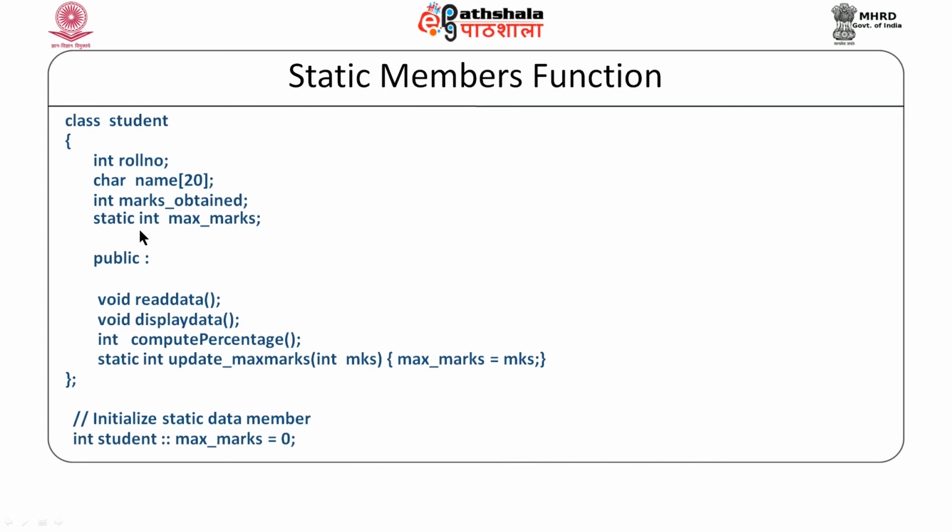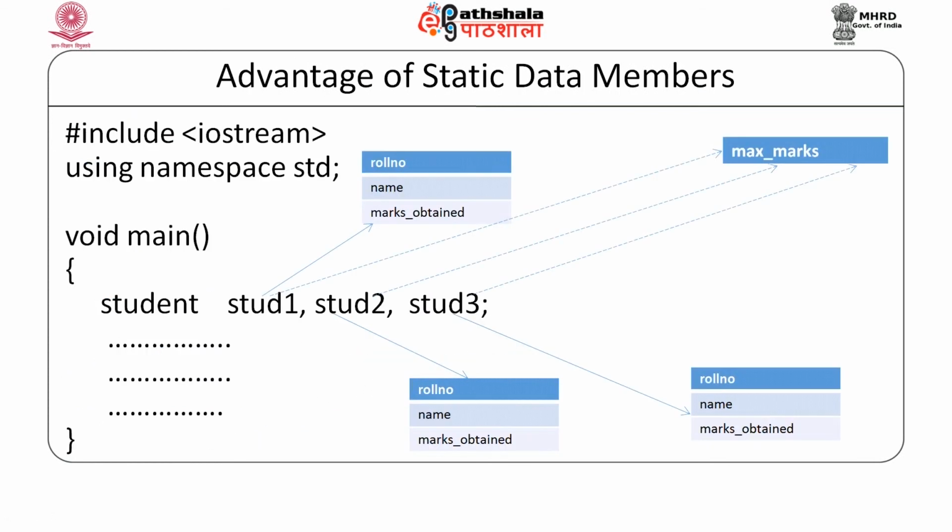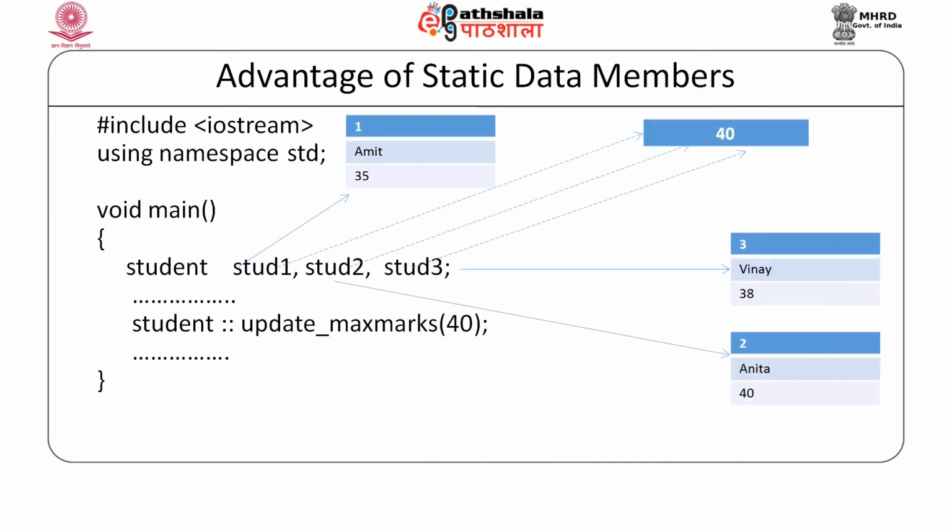The static data member and static member function both do not require to be invoked through an object, as we have already discussed that these functions do not belong to an object, or they are not associated with a specific object, they are actually for the entire class. So, once I define the static member function, I will be able to invoke it like Student scope resolution operator update max marks.